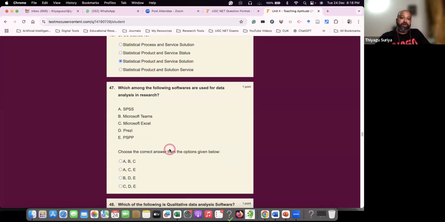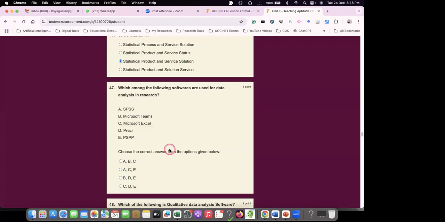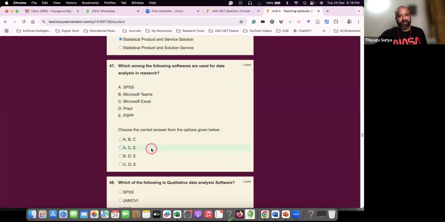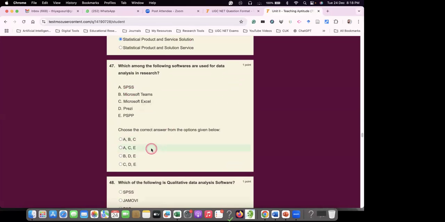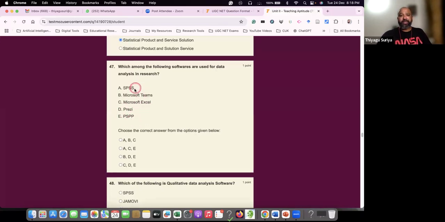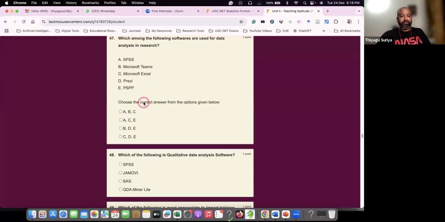Which of the following software are used for data analysis and research? SPSS. Please don't find the answer immediately. There are multiple answers in this. Microsoft Teams is not for data analysis, it's only for meetings, therefore it's not a correct answer. Microsoft Excel we use for data analysis. Prezi is software for presentation. PSPP is the same as SPSS. Therefore, the answer is SPSS, Microsoft Excel, and PSPP.